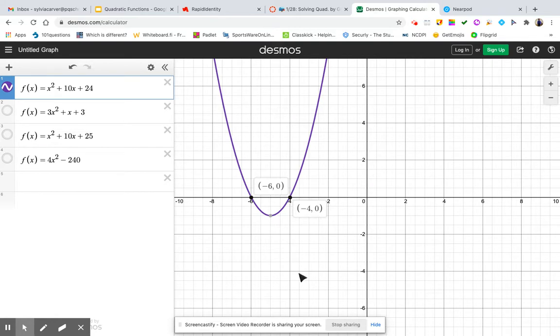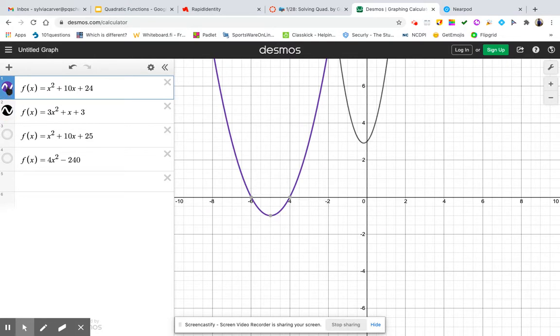So Desmos, again, does a good job of telling you that. Sometimes it may work out to be a pretty number, so to speak. Sometimes it might be decimals, but these are my two solutions. So for the first example, I have two real solutions, and those solutions are -6, 0 and -4, 0. So that's the answer for the first one that we took a look at.